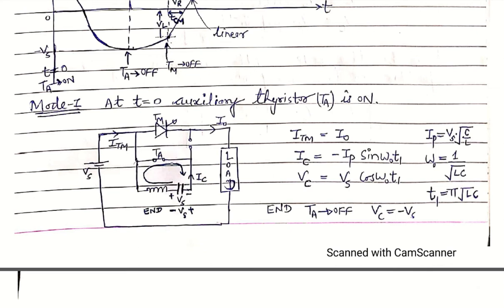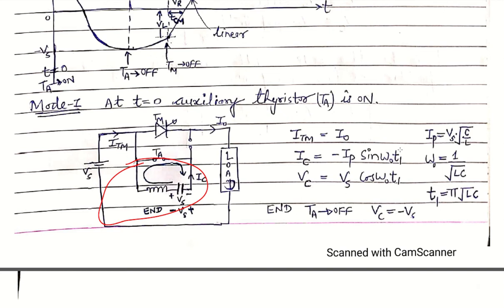In the branch with TA, L and C components, the charging current flows in this loop. From the positive supply the current flows in this loop, but it is opposite to the reference charging current IC. This current flows from the positive supply and finishes at the negative polarity. So ITM equals I0, because the input current fully passes through the load as I0, and IC equals minus IP sine omega0 t1. So this is the first mode.